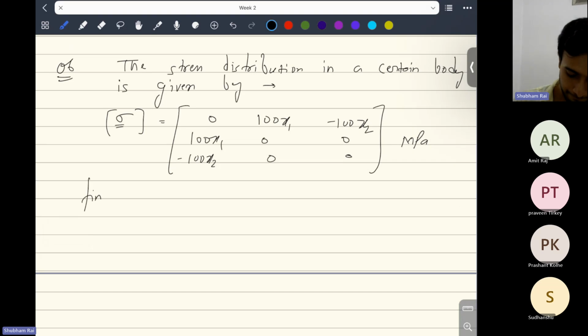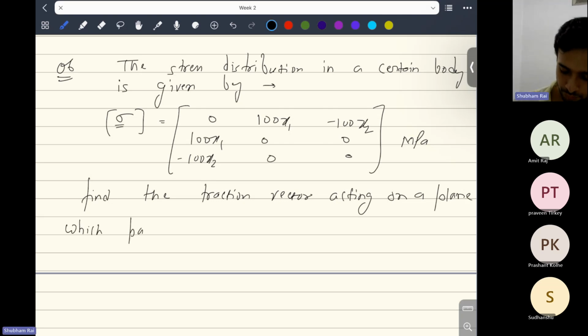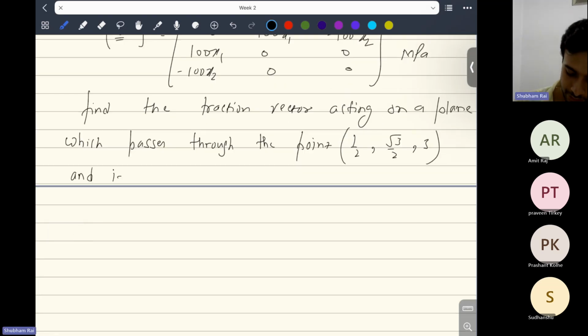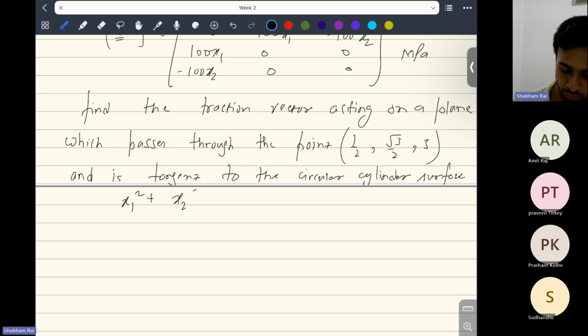So what you have to do is find the traction vector acting on a plane which passes through the point 1 by 2, root 3 by 2, and 3, and which is tangent to the circular cylindrical surface, x1 square plus x2 square is equal to 1, at that point.